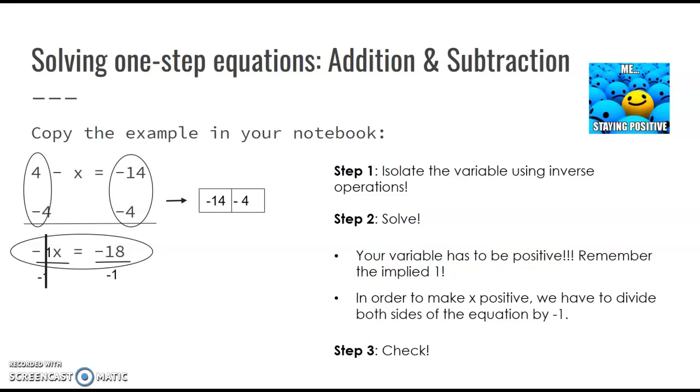I divide by negative 1. I get x is equal to 18. Now, some of you are already noticing a pattern that it basically becomes positive 18 if you divide by a negative. Yes, you've noticed the pattern. But don't forget the last step, which is crucial, and that is to check your work.